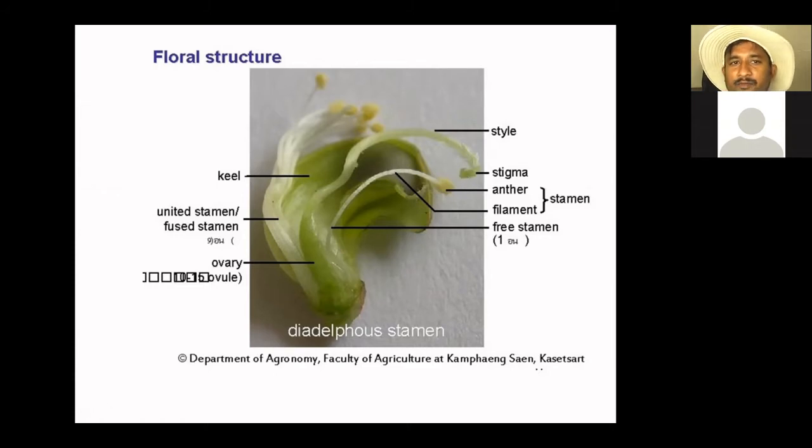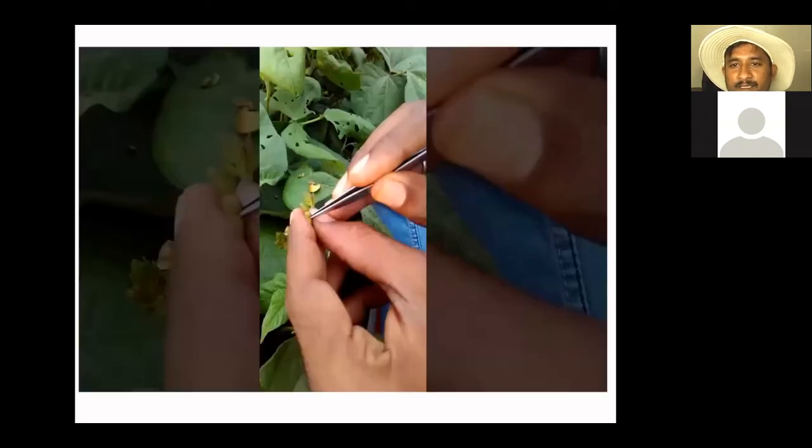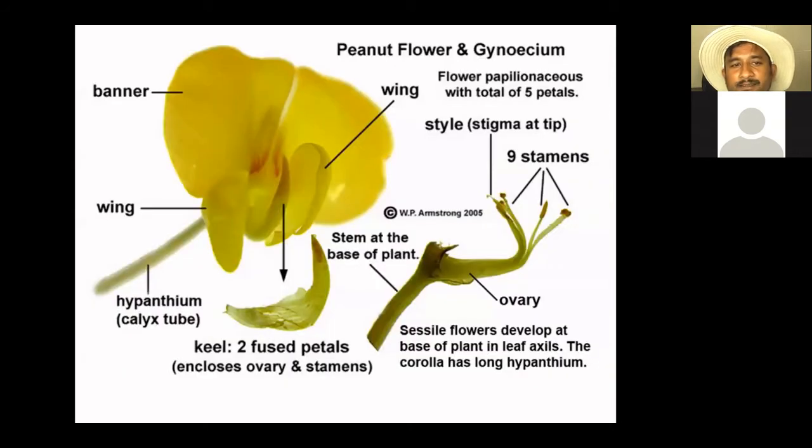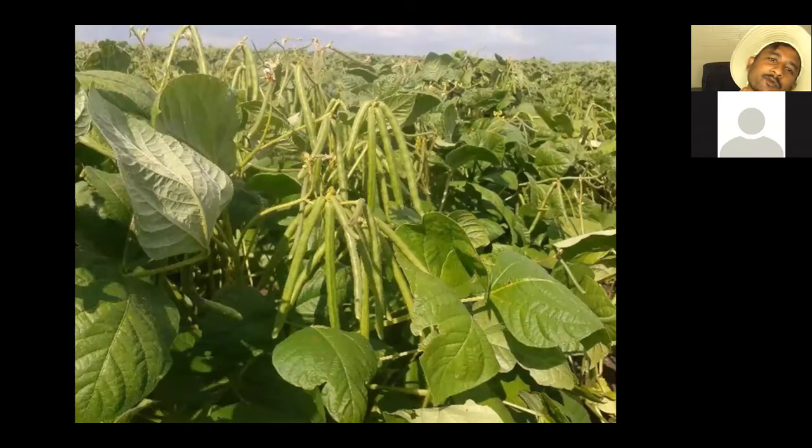Okay, this is how a crossing program is done in the case of Mung Bean. The time is very important. Emasculation time is very important. I'm showing an example of a groundnut flower, where the wing, standard and keel petals are shown separately in a proper way. And these are 9 stamens, the 9+1 condition is typically shown here. And this is the Mung Bean.